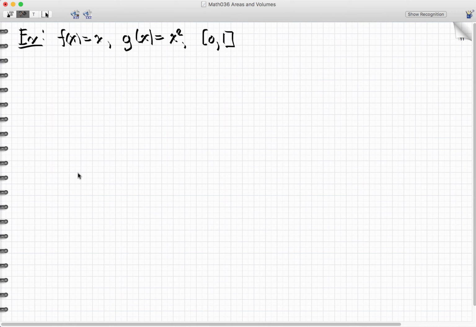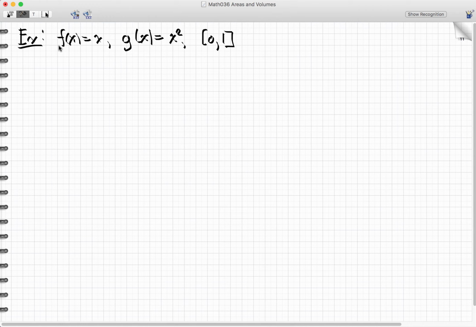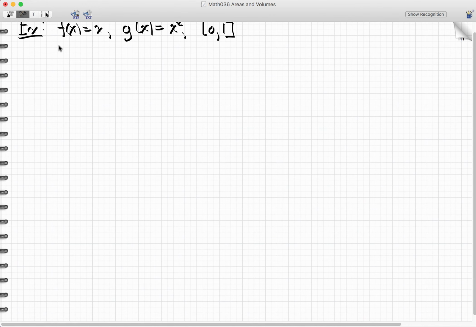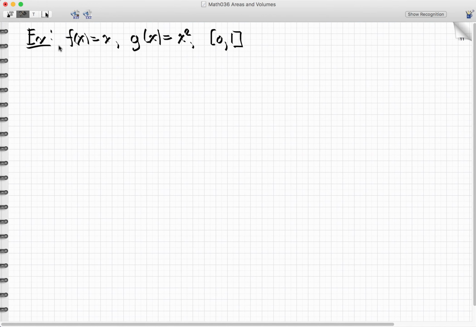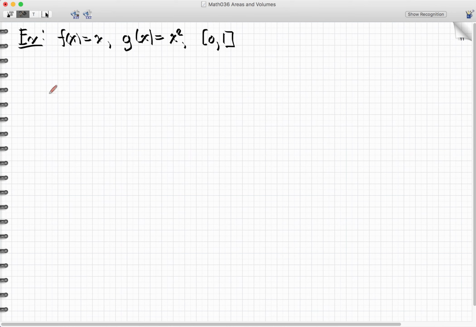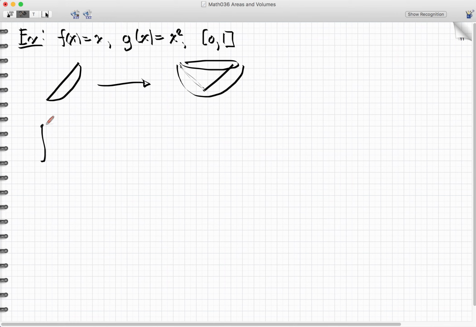So let's do our example for the shell method where f of x is equal to x and g of x is equal to x squared. Again, the figure that we're trying to calculate the volume of is this nice parabolic bowl with a cone cut out of the center. And so we can plug it into the formula once we realize that the method required is the shell method.